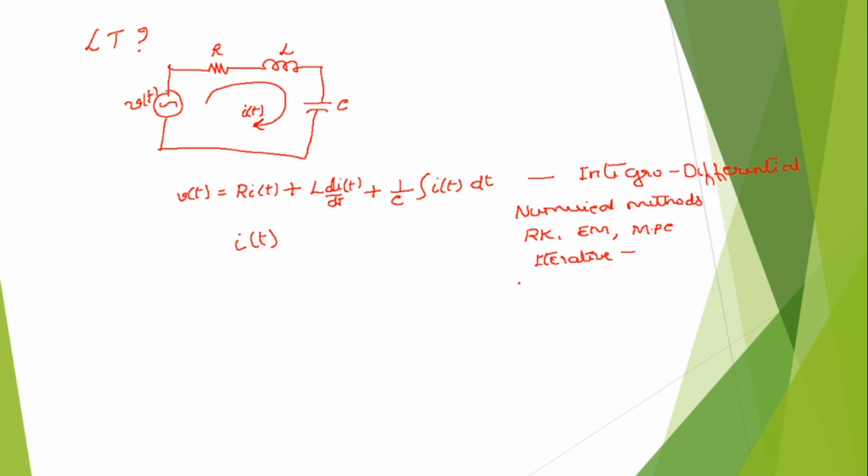So what is the drawback? Time consuming. Iterative methods are lengthy and time consuming. So is there any other method to find I of t? Now these are the equations in the time domain.